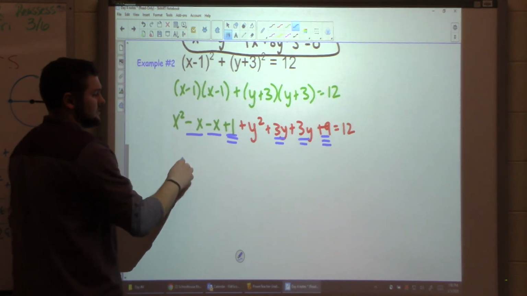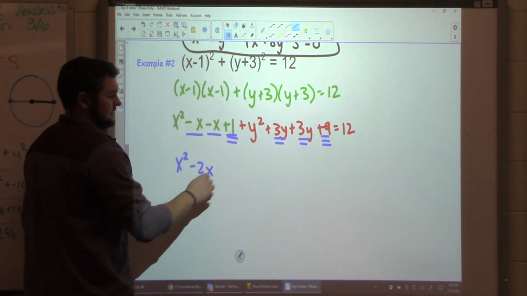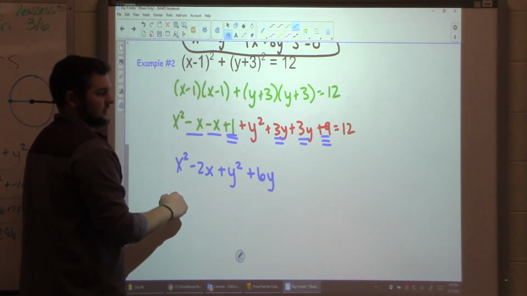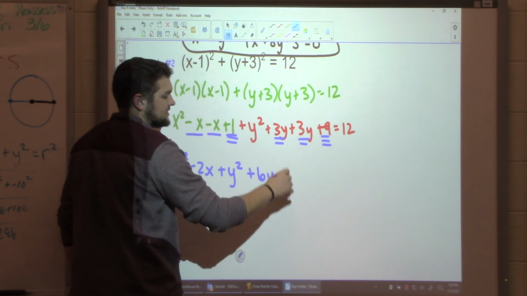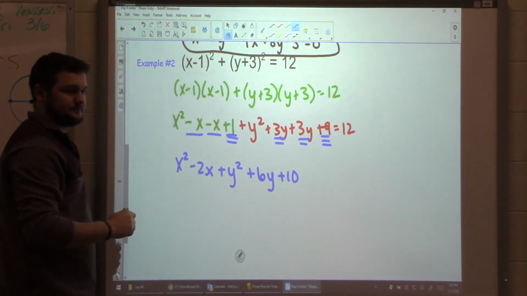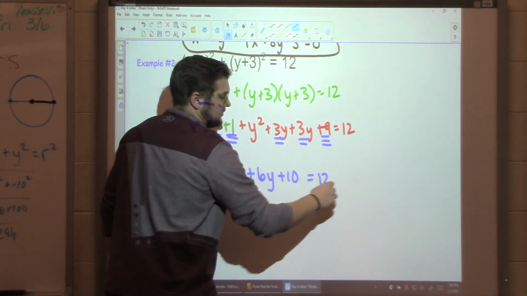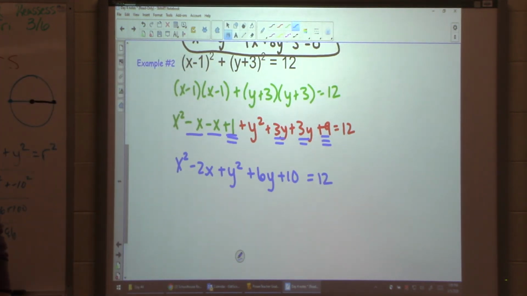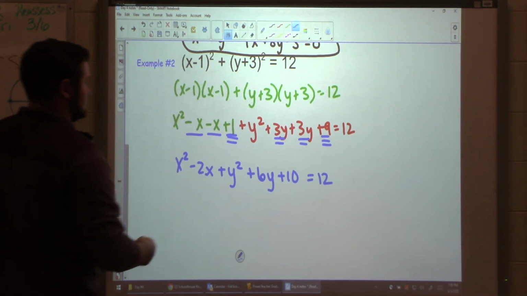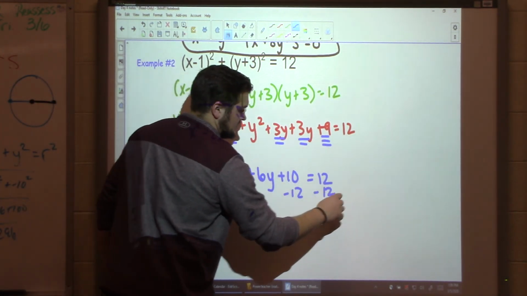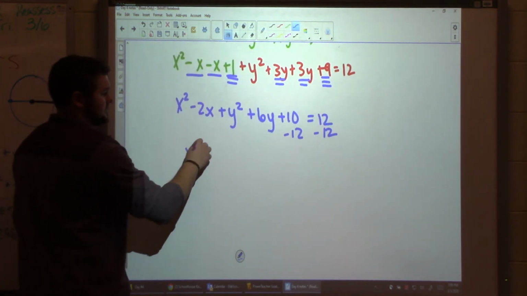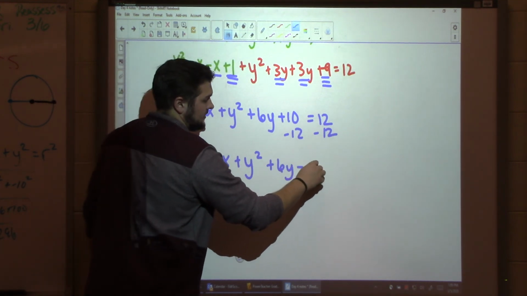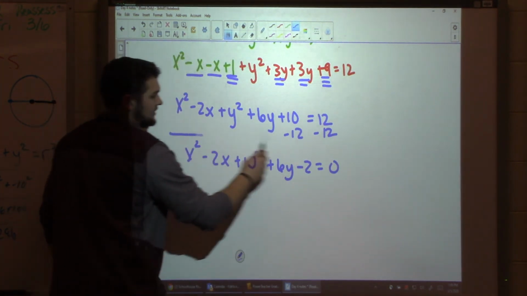Combine my x's. I get x squared minus 2x plus y squared. Combine my y's, plus 6y. Combine my constants. 1 plus 9 gives me 10. Equals 12. And the last thing I need to do is what? Subtract 12. Get it equal to 0. Minus 12. x squared minus 2x plus y squared plus 6y minus 2 equals 0.